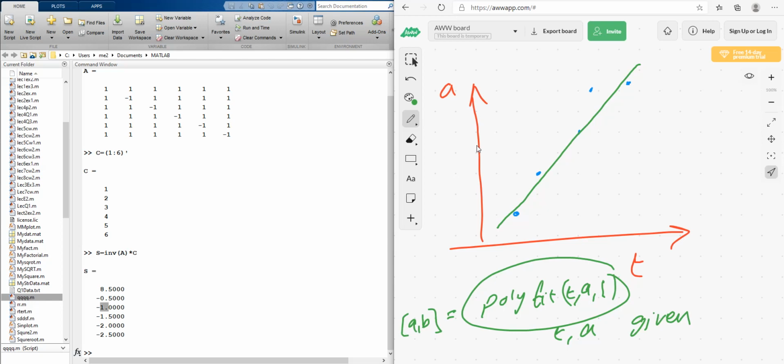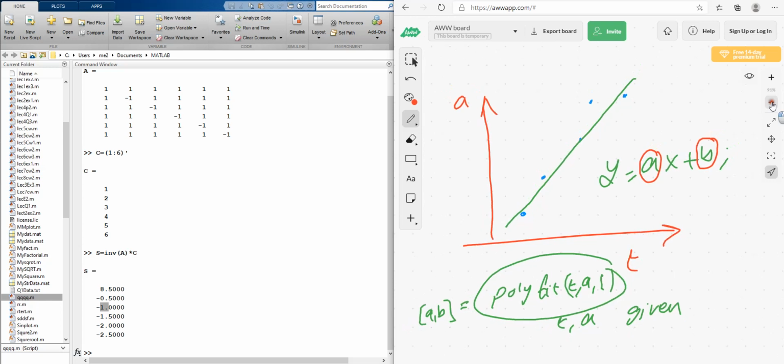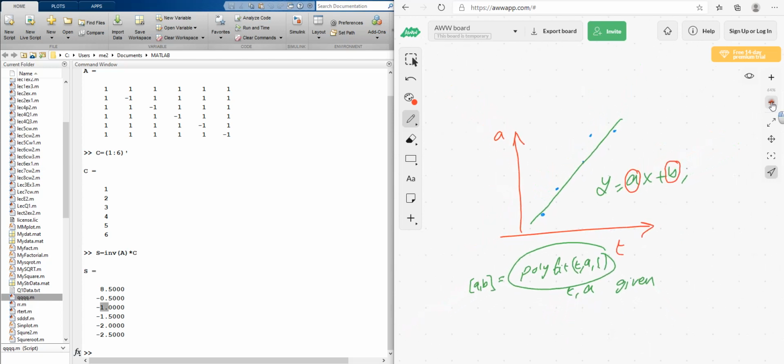What are a and b? Because this is the line y equals a times x plus b. The polyfit function returns the value of a and the value of b, so we have to write [a, b] equals polyfit. What if it is second order, not third order, not first order? I will show you what is the difference.